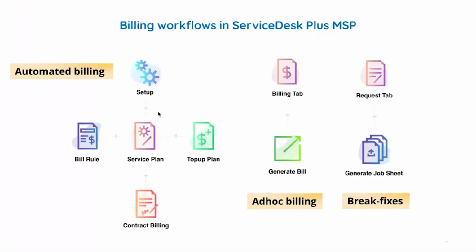So we have three ways to bill the clients. There's an automated billing setup, where we create bill rules, service plans, and top-up plans, and we associate contracts to each account. Then we have ad hoc billing, where we can create ad hoc bills whenever necessary. And if your client chooses not to opt for the service plan, you can always bill them for the particular break fixes, the particular issues that you have worked on with them. So how does all this happen in ServiceDesk Plus MSP, right?